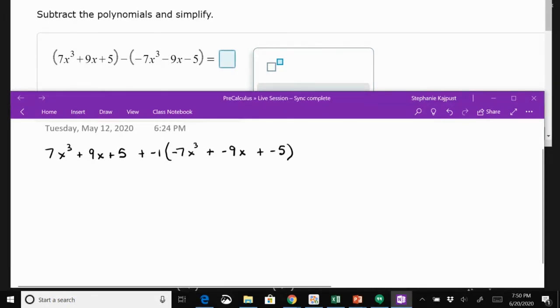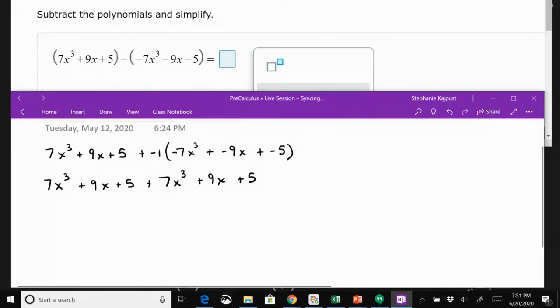So now I want to distribute. I'm going to multiply that negative 1 through the parentheses. Everything before that just remains the same. So I've got a negative 1 times a negative 7. That becomes a positive 7x cubed. Negative 1 times negative 9 is a positive 9, so I have plus 9x. The negative 1 times negative 5 is positive 5.